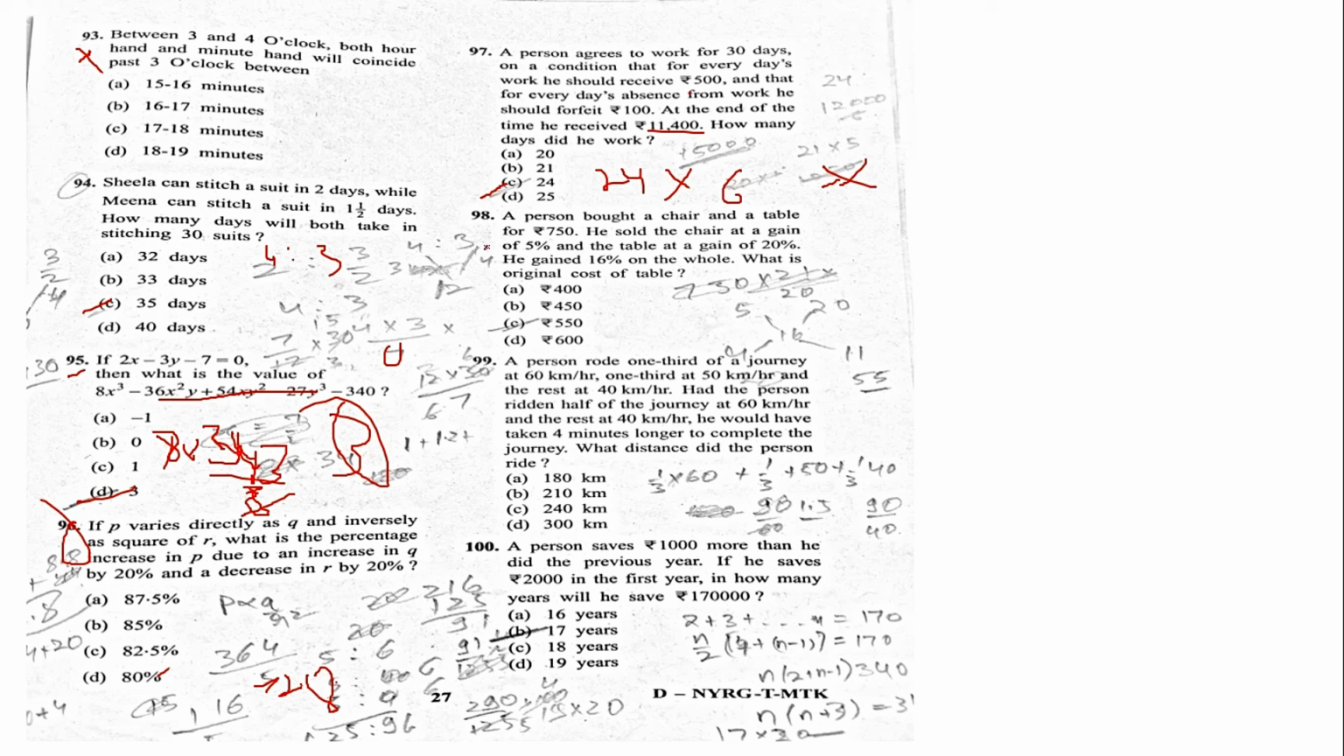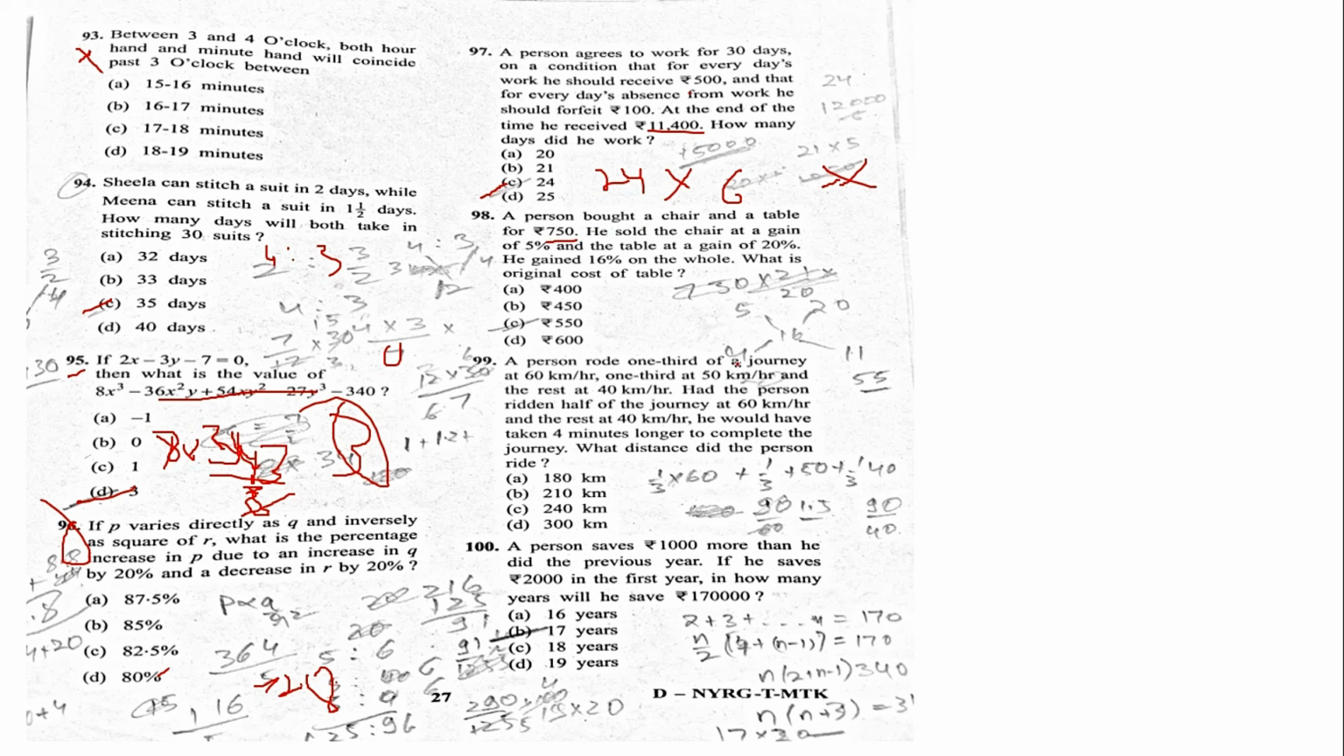And 98 will be the 98th question. The person bought a chair and a table for 750. And in this question as well, you could have done it just by the percentage formula. See, 5 is the gain for the chair, and 20 is the gain for the table. So overall it is given as a 16% gain. So subtracting 16 from 5, 11, and 4 is the ratio.